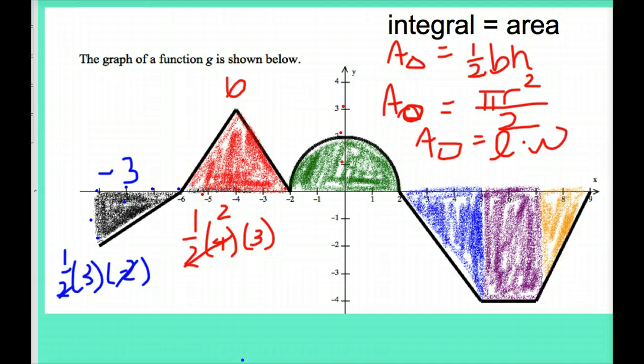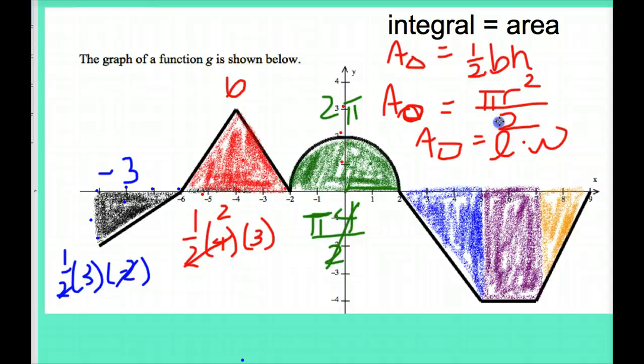I'm going to take a look at my semicircle. My radius is the center of the circle to the edge, so we know the area of the circle is pi r squared. r squared is 2 squared, so that's 4. Semicircle means I divide by 2, so that means this right here is 2 pi.